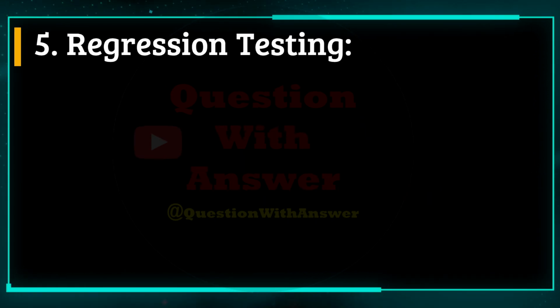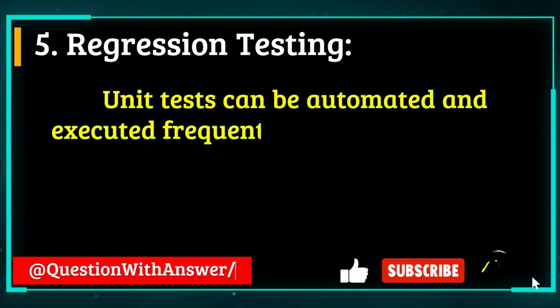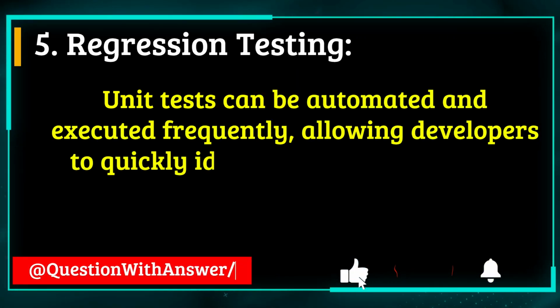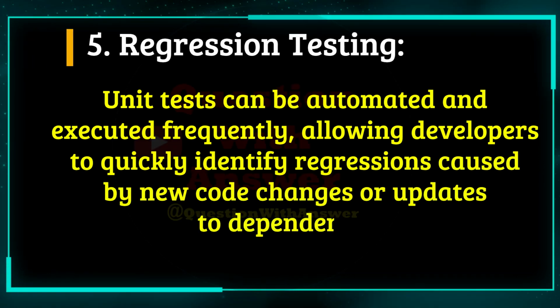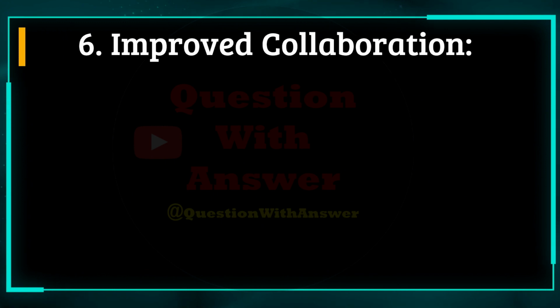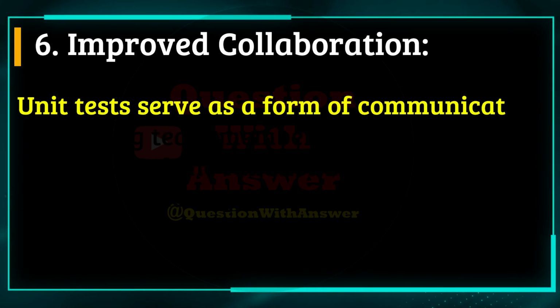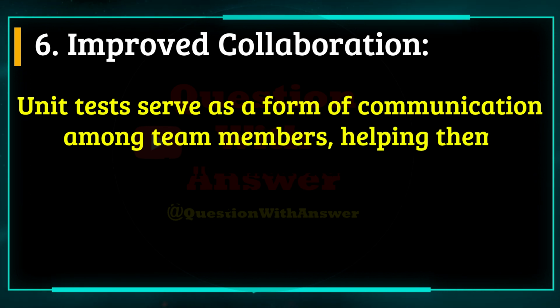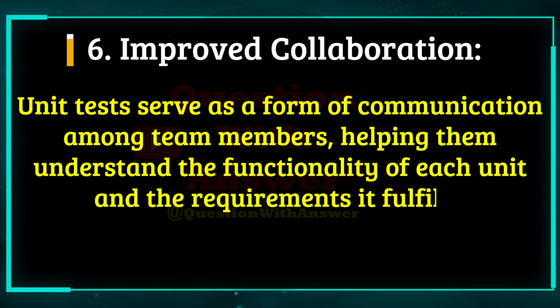5. Regression testing. Unit tests can be automated and executed frequently, allowing developers to quickly identify regressions caused by new code changes or updates to dependencies. 6. Improved collaboration. Unit tests serve as a form of communication among team members, helping them understand the functionality of each unit and the requirements it fulfills.